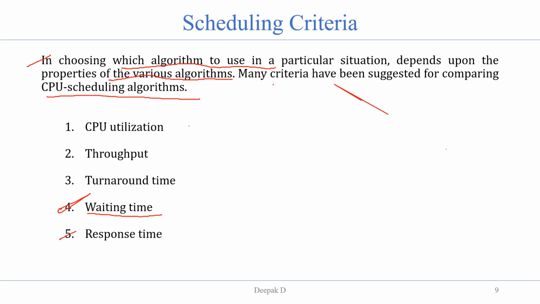What is the fifth one? Response time. It is the time from the submission of a request until the first response is produced. So this measure is called response time. It is the time taken to start responding, not the time it takes to give the output. So this is your response time. These are the five scheduling criteria.